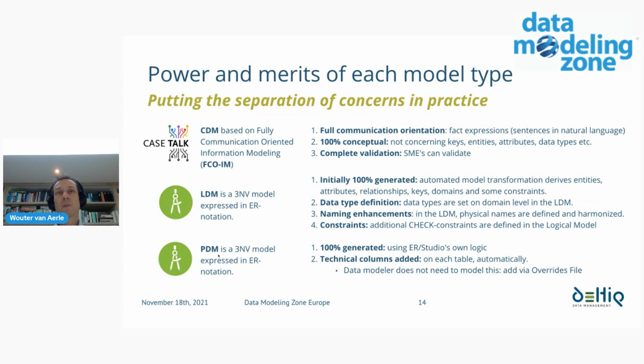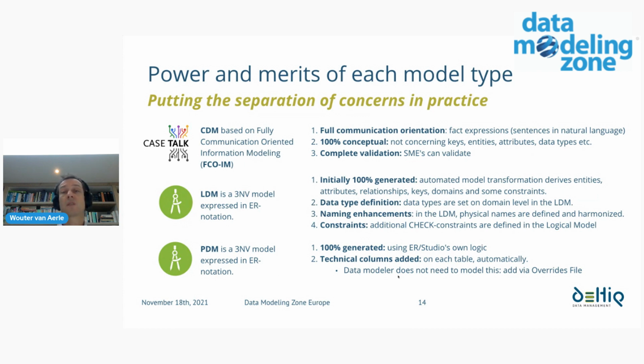So a little bit elaborate, but this way of working really allows us to put the focus on the conceptual modeling once the logical model is generated initially 100%. So all the entities, attributes, relationships, keys, domains, and some constraints are 100% generated from the conceptual model. What we add to that are some data type definitions, like Roy just said. We do some naming enhancements using the override file. And if you really want to add particular check constraints, that is something you need to define within the logical model. It can be done within the CaseTalk model. And then again, the physical model is fully generated from the logical model.